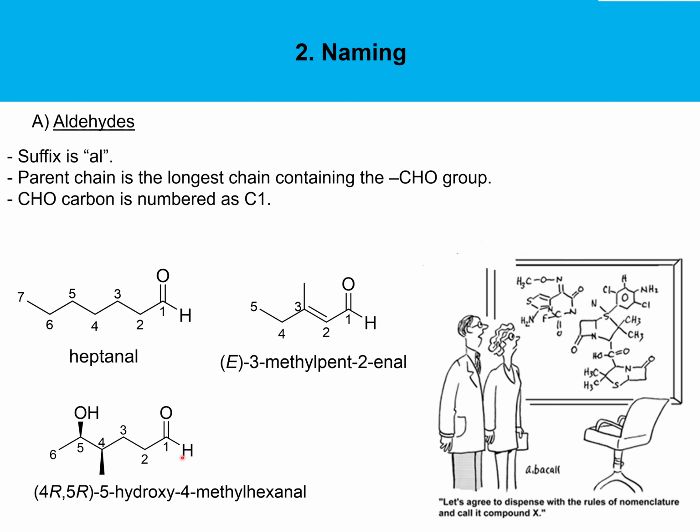In the last example here, we have a 6-carbon aldehyde. So this would be named as a hexanal. Once again, we don't really say where the location is since the aldehyde is assumed to be on carbon 1. We do have two substituents, a methyl group on carbon 4 and a hydroxy group on carbon 5. So we alphabetize those two substituents. So it's 5-hydroxy, 4-methyl.